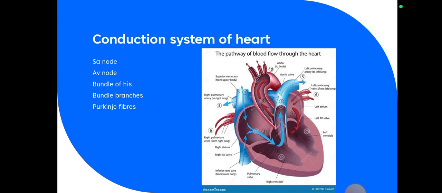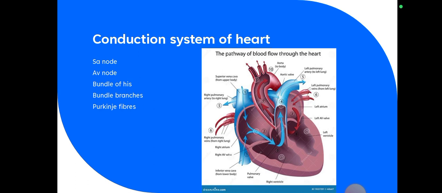Next it goes to the left pulmonary artery from the pulmonary valve. Next it goes into the pulmonary circulation. Now from the pulmonary circulation, oxygenated blood comes back on the sixth position from the left pulmonary veins, and it comes back into the left atrium.